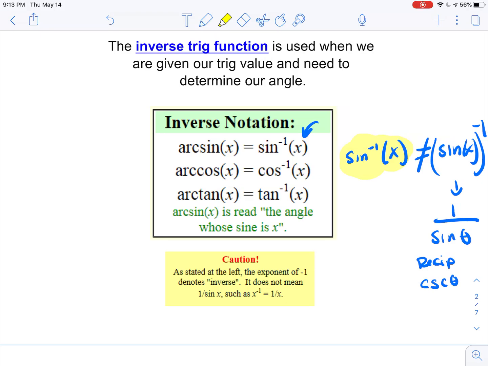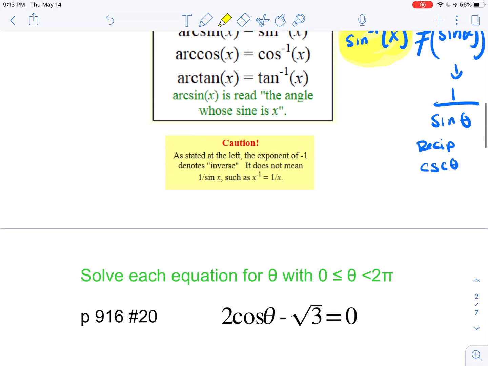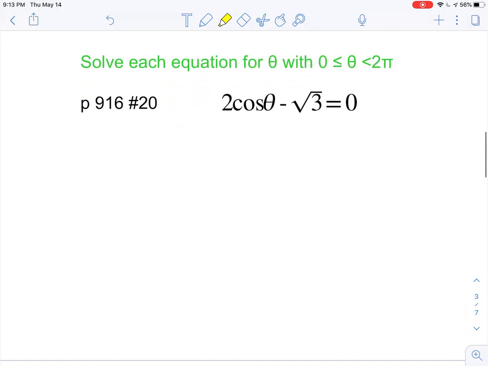But this notation on the left-hand side is our inverse notation. We've used this notation before when we talked about inverses in the past. Okay, so as long as you know that those two things are not the same, we're going to be sticking with this notation in our solving processes. Okay, so let's use this. Solve each equation for theta where theta is in between 0 and 2 pi, including the 0.